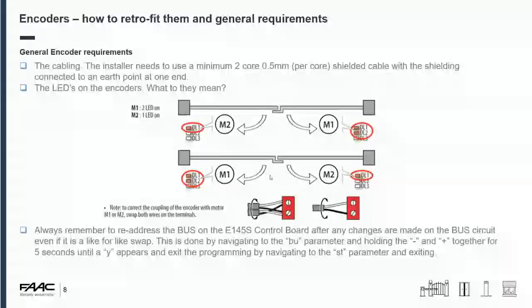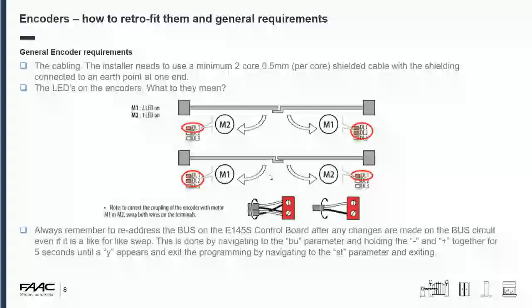The other bit is the LEDs on the encoders themselves. It doesn't really matter which type of encoders you have, they all basically have 3 LEDs. And you'll see motor 1 has 2 LEDs and motor 2 has 1 LED. You've got to make sure they're the right way around and match up to the correct motor. Otherwise, we'll get very confused.